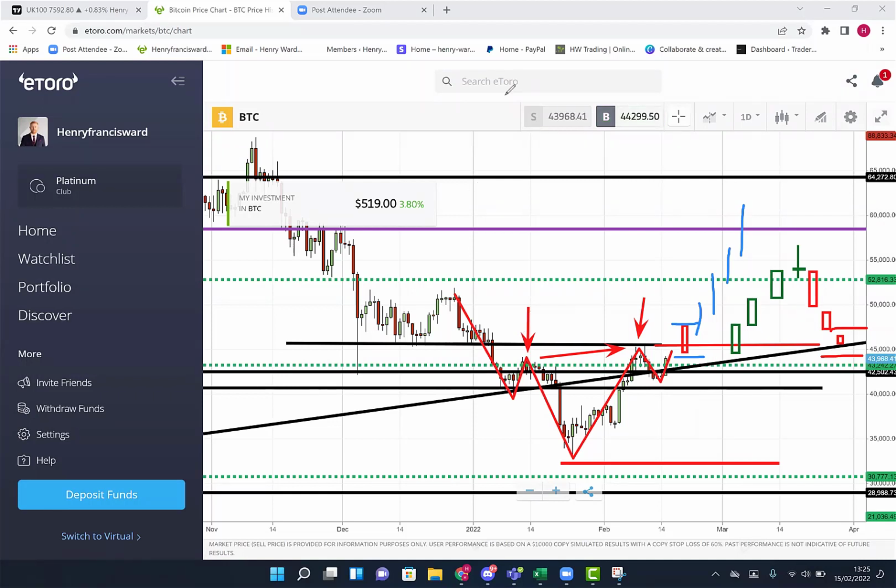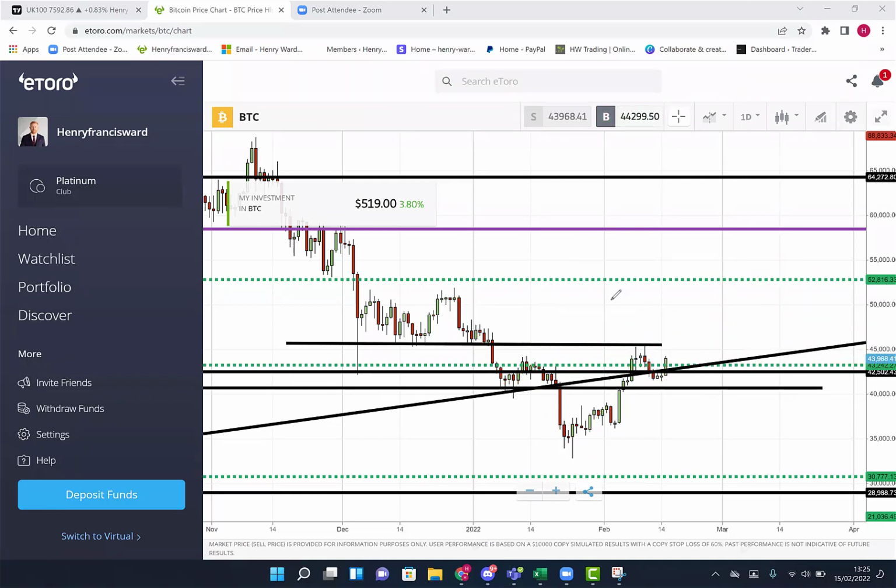So clear all drawings. So that's that. That's what looks like is happening on the likes of this. This looks like a head and shoulders pattern. It looks like it's breaking, and we could potentially see a little bit of a run to the upside.